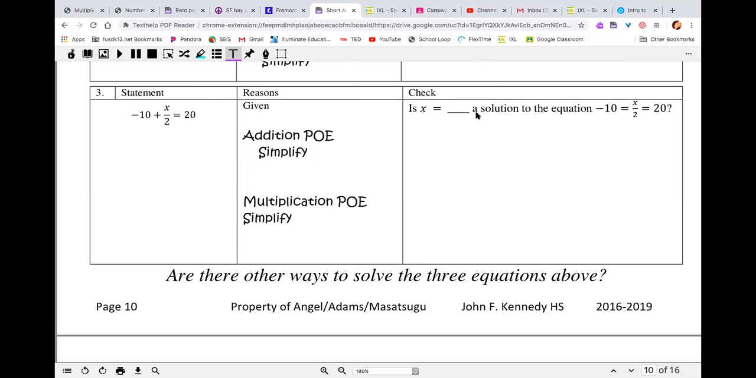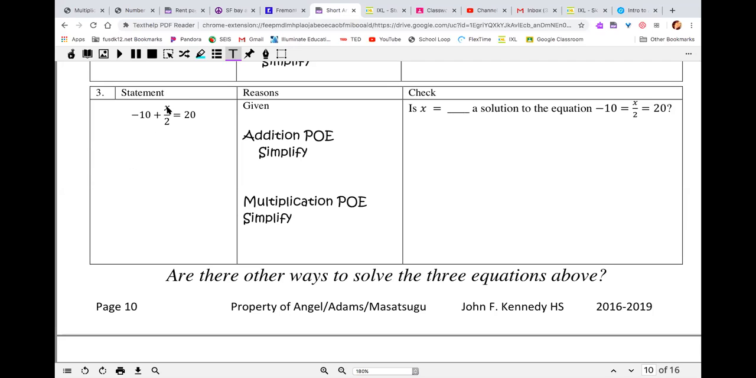All right, you ready for this next one? Yeah, I think you're doing awesome. Okay, so I have negative 10 plus x over 2 equals 20. So where do I begin? Can you do plus 10 on both sides?